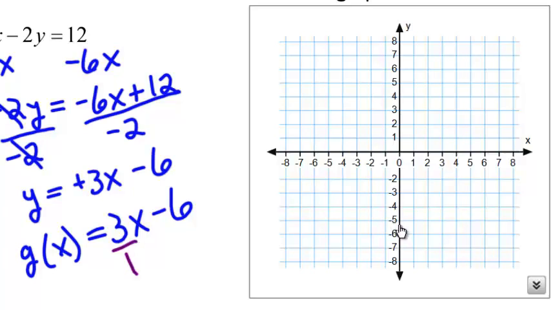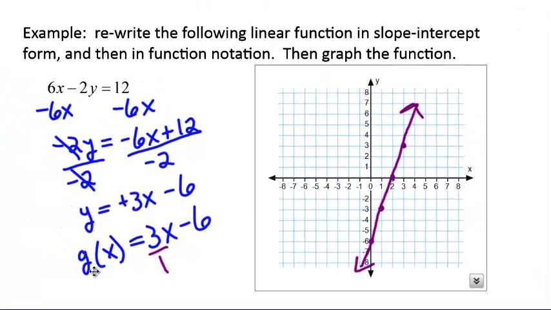So I'm going to go up 3, so 5, 4, 3, and over 1. So there's another point on my line. And then 2, 1, 0, over 1, and so on. I can do that as many times as I need to until I get a picture of the line. So the line looks something like that. So there's the graph. Here's function notation. The original was in a different form, so we changed it to slope-intercept form and then graphed it.